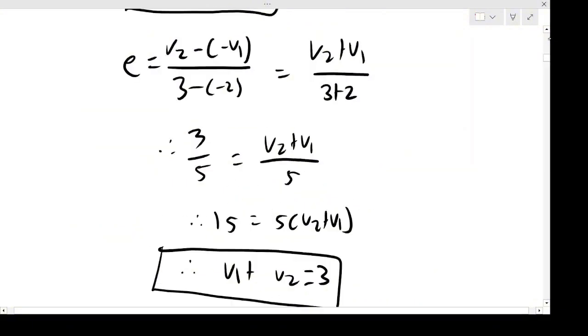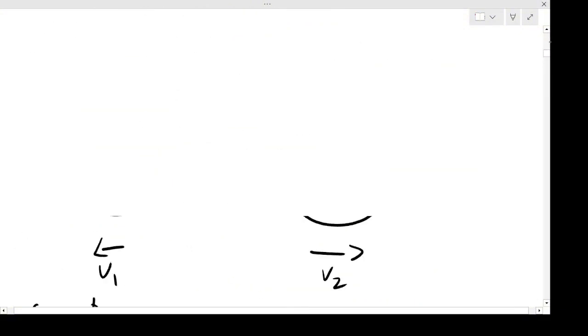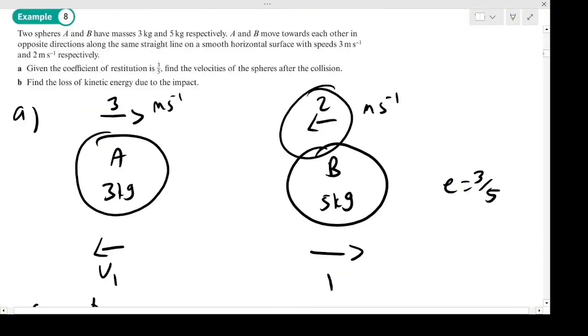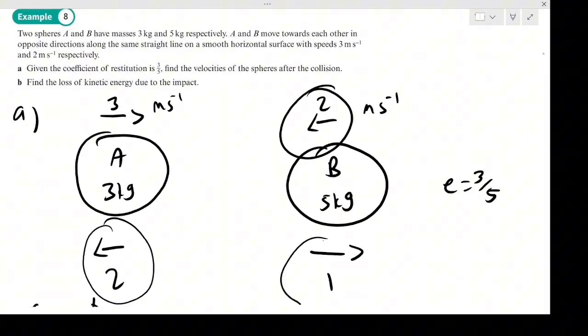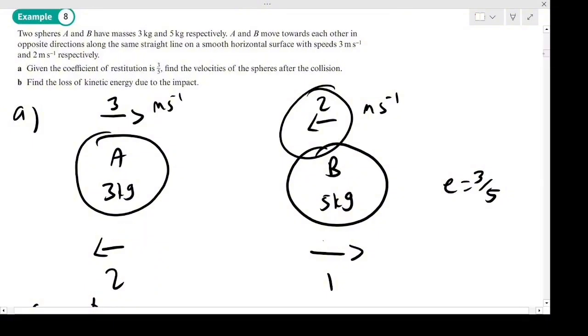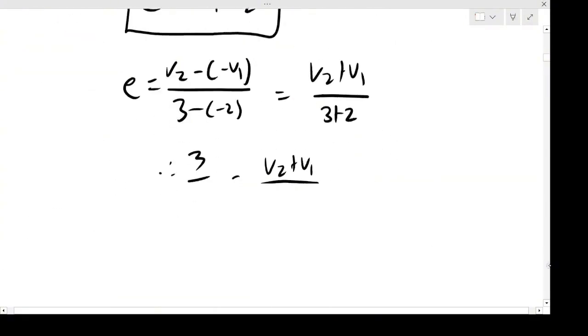So I can add that on then. And so there we are. So V2 is 1 and V1 is 2. And they're all positive, which means indeed my directions were correct. They are actually travelling backwards and forwards here. Then in part B it says find the loss in kinetic energy. So now we need to find the kinetic energy loss.